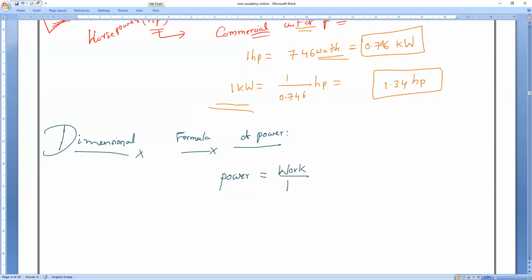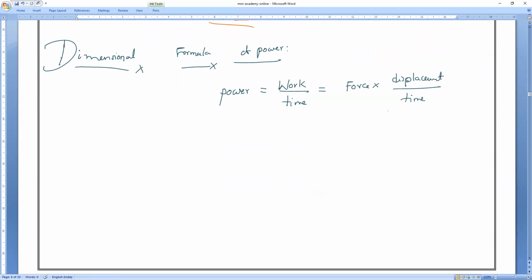Work done by time. So work done by time, can I write it as force into displacement by time? Am I right or wrong? Yes, please, all of you. So we all know that. Can you tell me what are the dimensions of force? I want to know the dimensions of force.